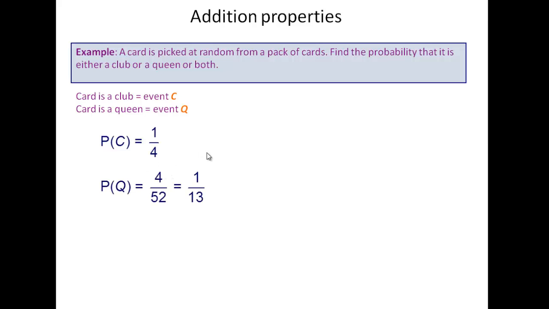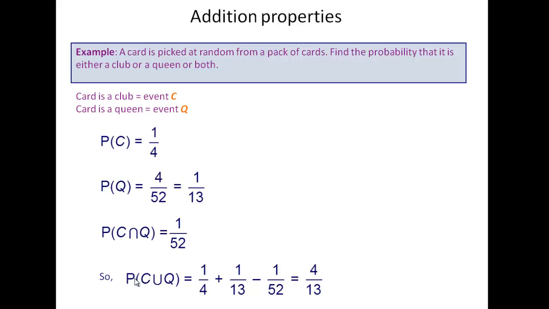The probability of a queen. Well, there are 4 queens in the pack of 52 cards. There's actually 1 for each suit. So we get 4 over 52, which simplifies to 1 over 13. The probability of a club and a queen is only 1 over 52, because there's only 1 queen of clubs.